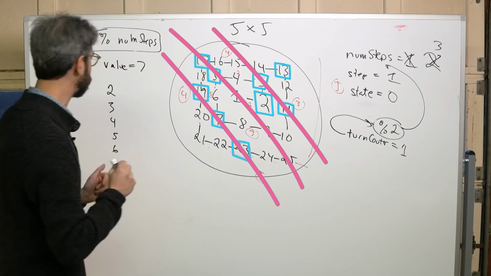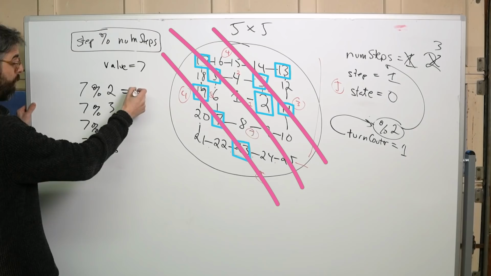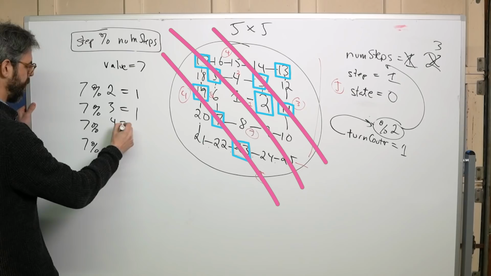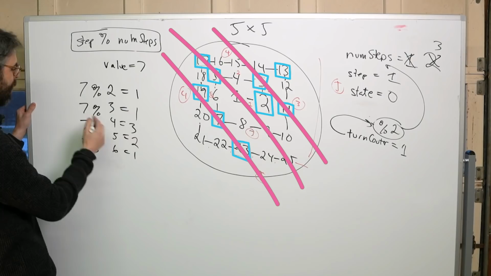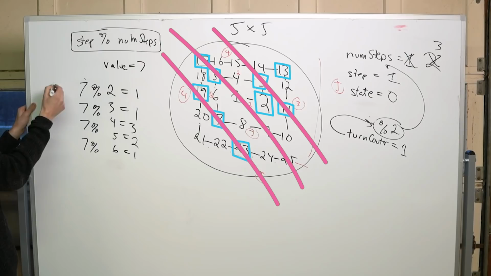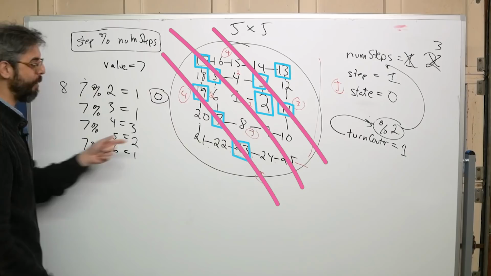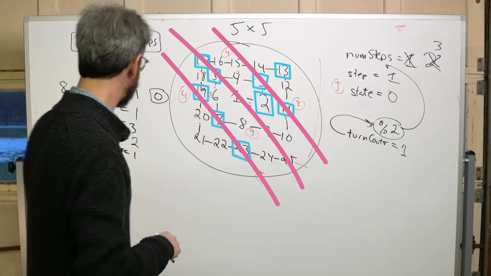7 modulo 2 is 1. 7 modulo 3 is 1. 7 modulo 4 is 3. 7 modulo 5 is 2. 7 modulo 6 is 1. So 7 is prime because none of these are 0. Now, if I was using 8, as soon as I did 8 modulo 2, I'd get 0. And so I know 8 is not prime because one of those values of the modulo operation returns 0. However, I don't need to do anything past half of the number, right?